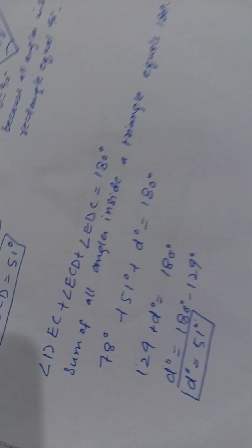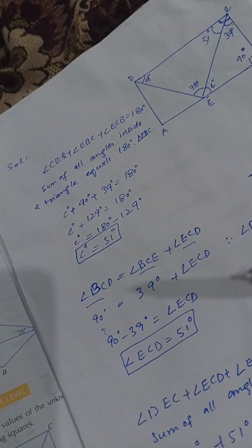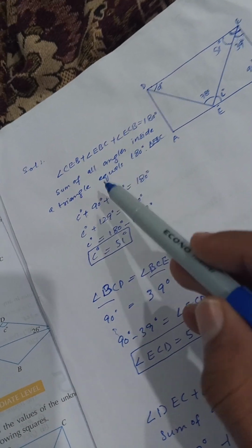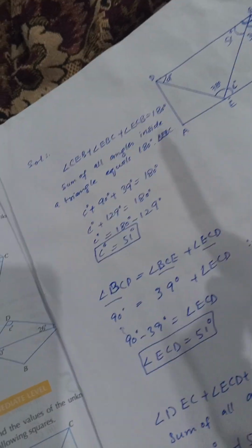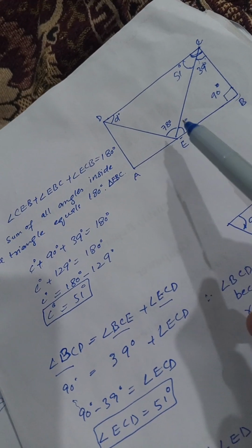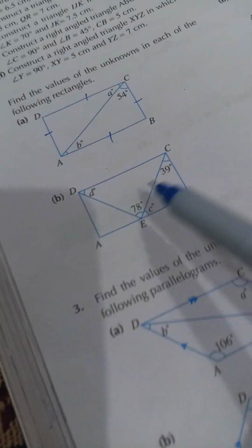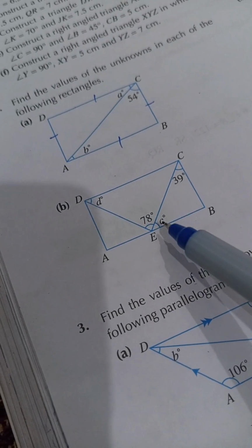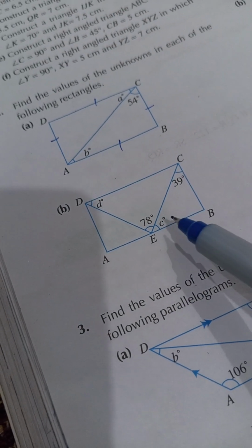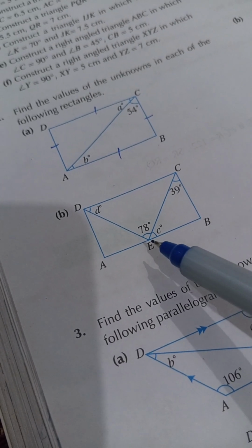So now students, we solved the B part of the question as well. And we used just two laws. The first is that the sum of all angles inside a triangle equals 180 degrees, and the second is that all angles inside a rectangle equal 90 degrees. I just looked at the question. I had to find the value of this angle, and I used the property of a rectangle that says all angles inside the rectangle equal 90 degrees.